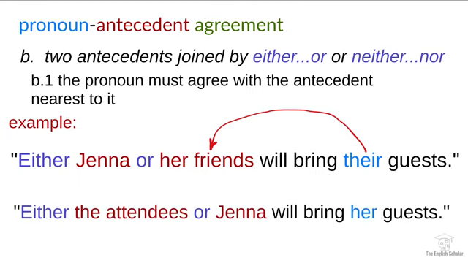Either the attendees or Jenna will bring her guests. Jenna here is singular and closest to the replacement pronoun. Therefore, we base the replacement pronoun on Jenna to agree. Since Jenna is singular and feminine, we use the pronoun her. The same thing goes for neither/nor.